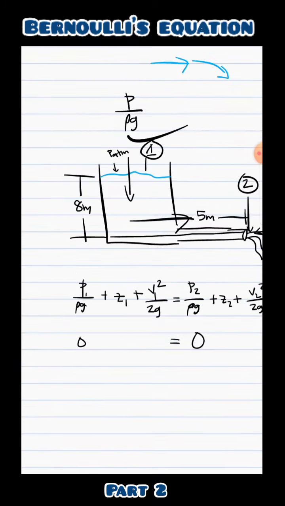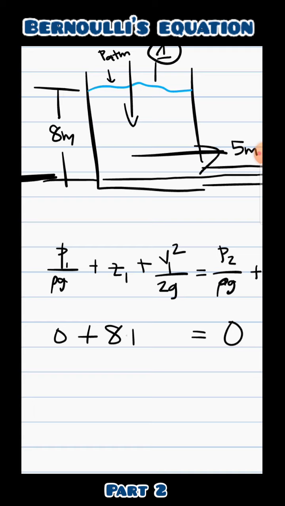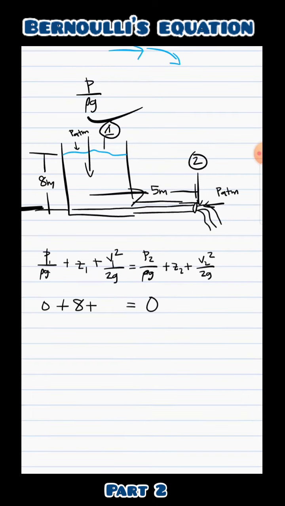Now what's the elevation if this point right here is our datum? The elevation of point 1 is going to be 8 meters. Now what about the velocity? We say that the fluid is moving, right? So there must be velocity. But if you think about point 1 here, and compare it to the motion of the fluid at point 2, we can say that the velocity at point 1 is negligible.